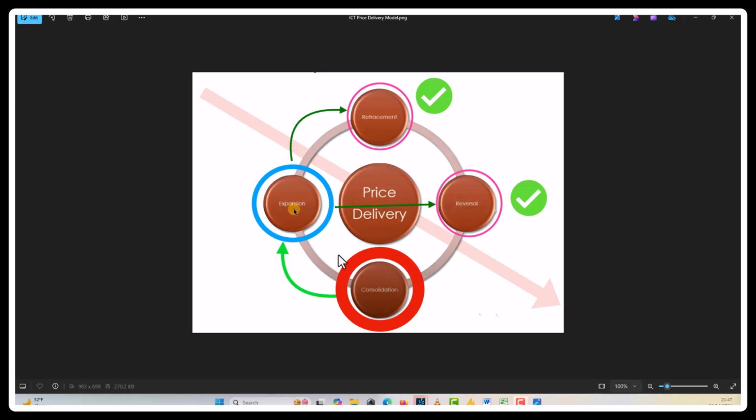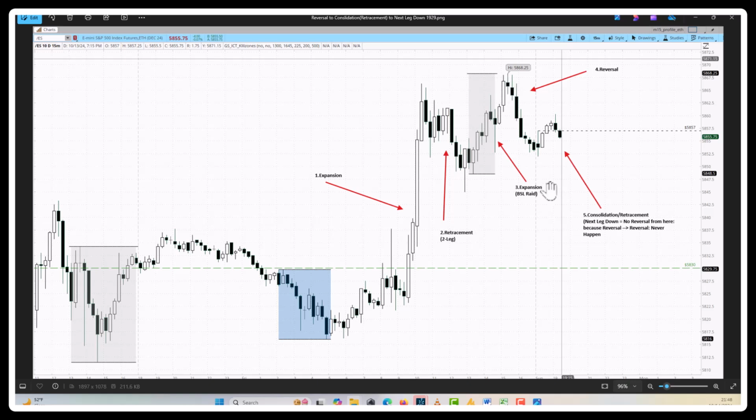Basically everything starts with consolidation, and you go to expansion, then to retracement, and retracement can go a leg up, a next leg down, or it can turn into reversal. When it goes to reversal, it can go back to consolidation. It will not reverse right away because it doesn't have liquidity. So when it reverses right here, it will not reverse from here. It's going to be the second next leg down after this.